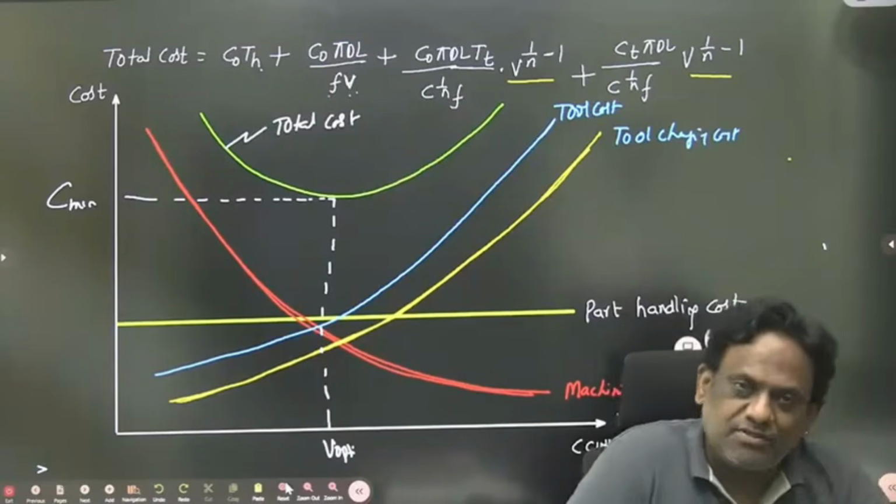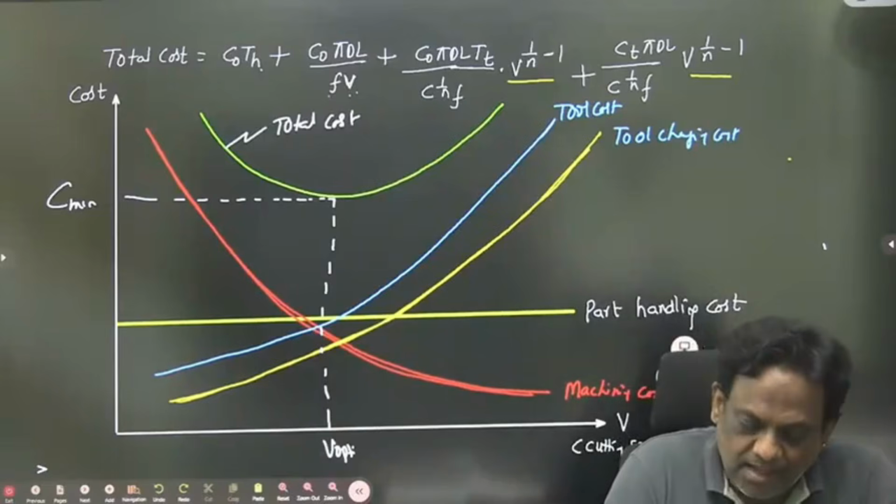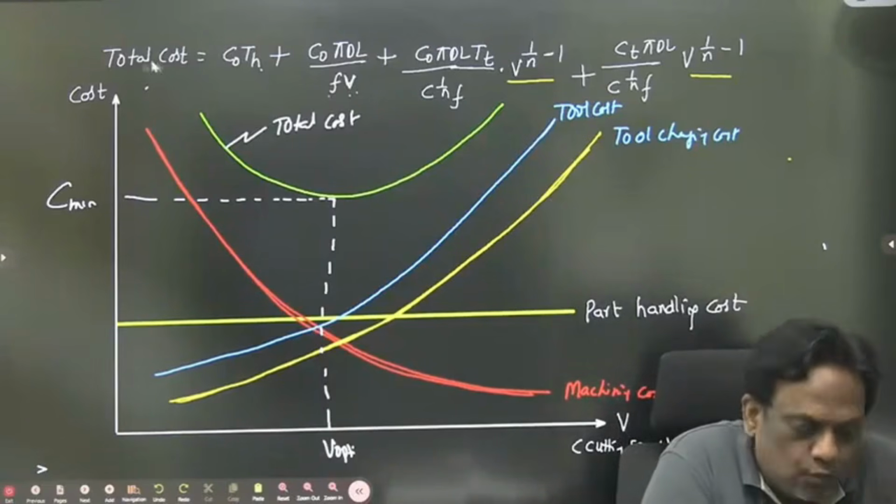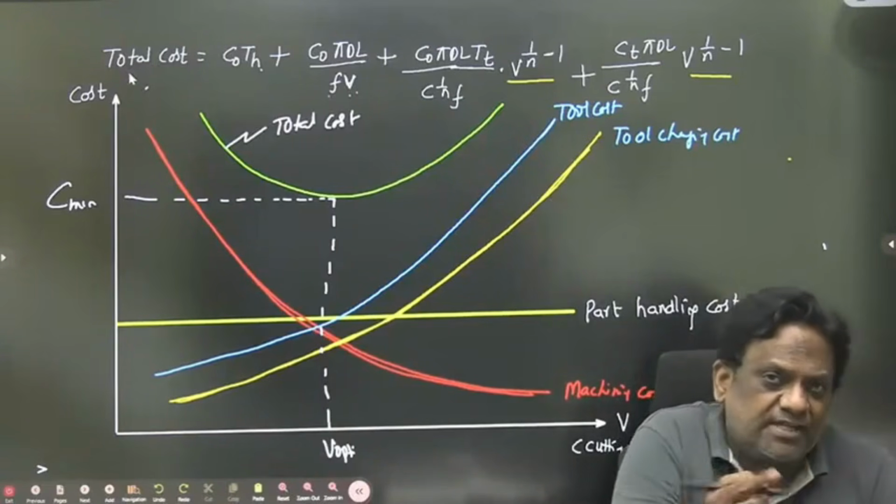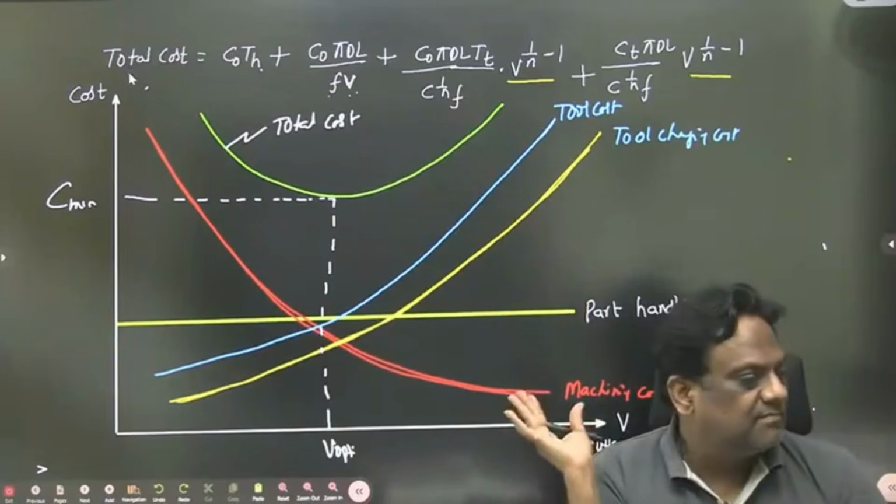Now again, what am I supposed to do, sir? The cost, you differentiate with velocity, equate it to 0, you will get the condition.